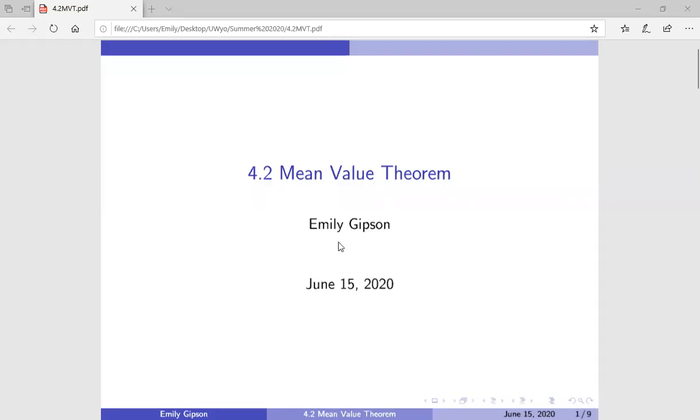Good afternoon. Today we're going to be talking about section 4.2, the mean value theorem.